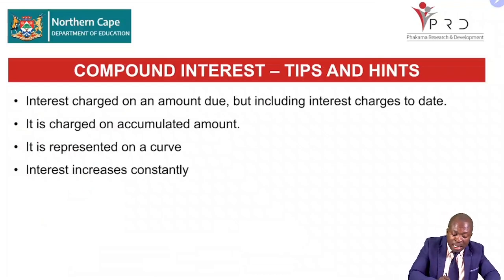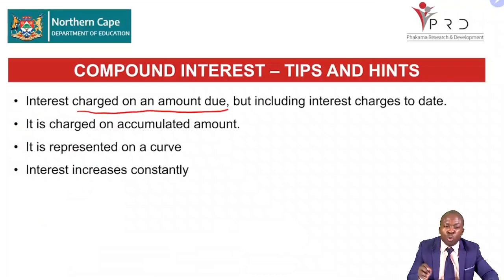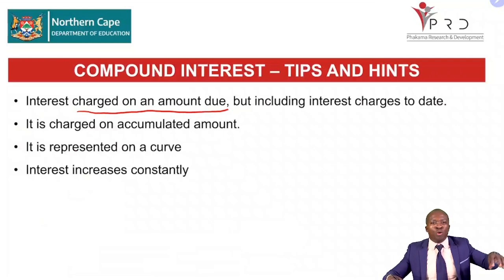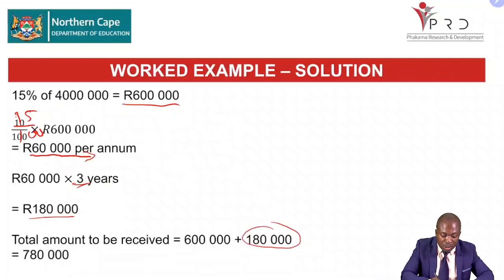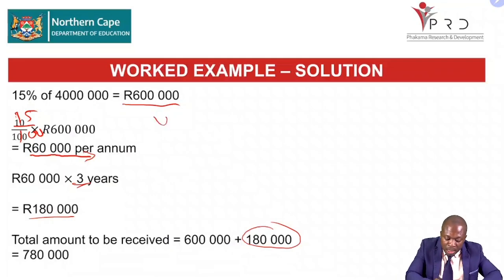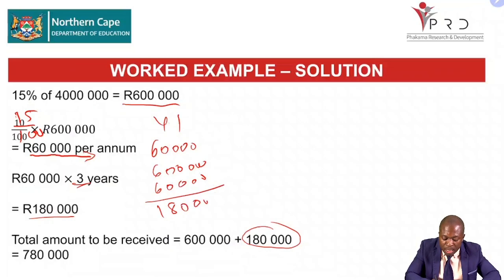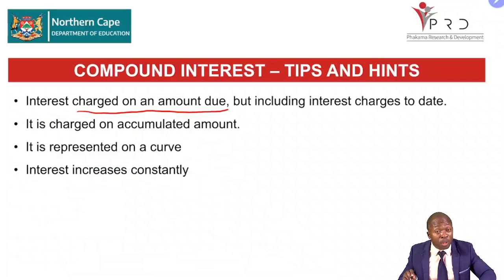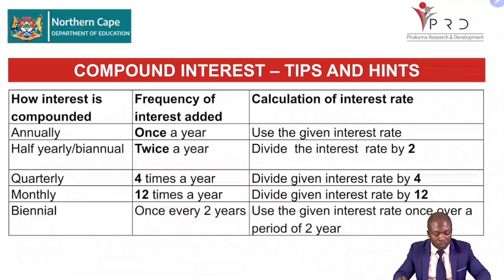Okay. How about compound interest? Remember, I told you earlier that compound interest is charged on the amount due, meaning the amount in the account now, not the one that you started with. If you can go back to what we did now, can you see? We said 60,000 times 3, meaning year 1 is 60,000 because it's on simple interest. Year 2, 60,000. Year 3 is also 60,000. So we put all together, that is how we got 180,000. But with compound interest, it doesn't work like that. You take the amount which is actually in the account.